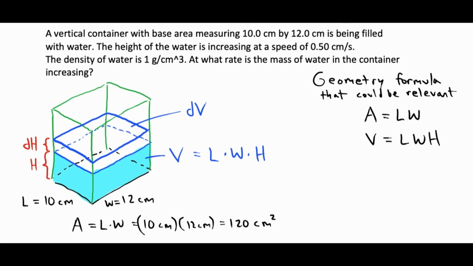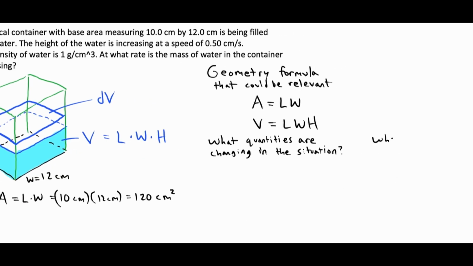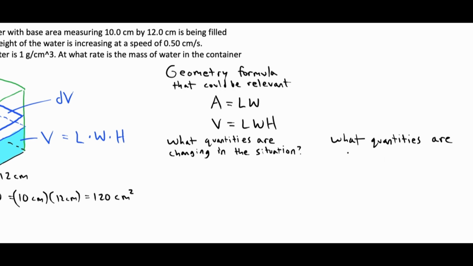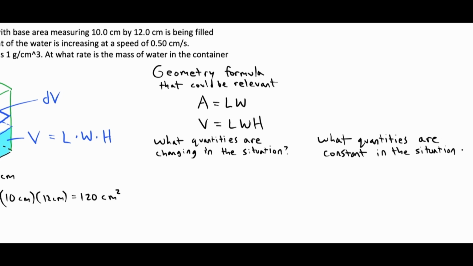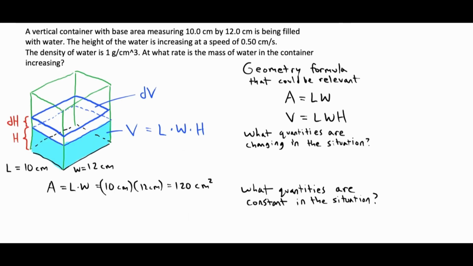Now, you want to ask yourself, it's a good question to ask, what quantities are changing in the situation? And you might also ask yourself, what quantities are being constant in this situation? Because that helps us. Okay, so are there any variables here that would be changing? And if so, we want to list what they are. Which ones are changing? Height, h. What else? Yep, good. Are there any quantities that are constant? Right.